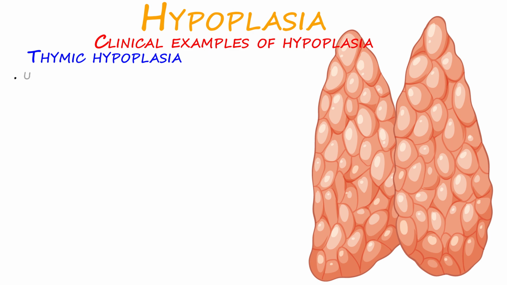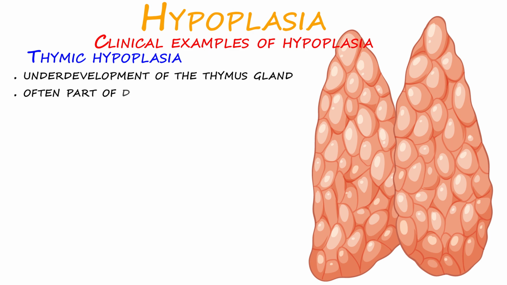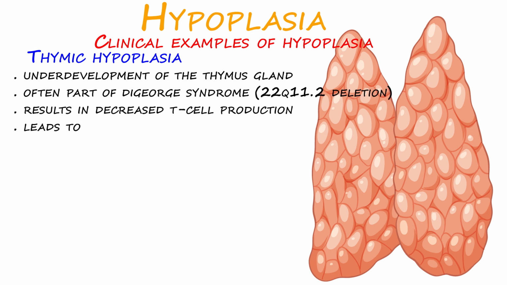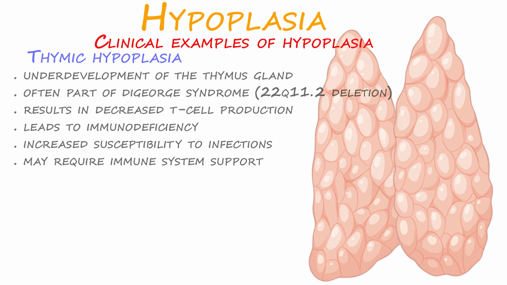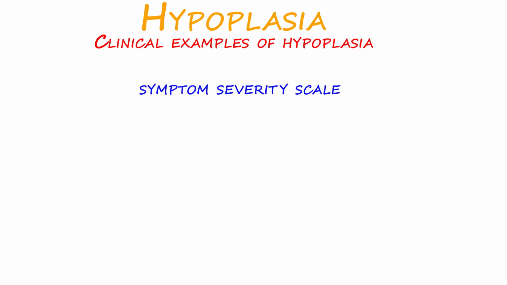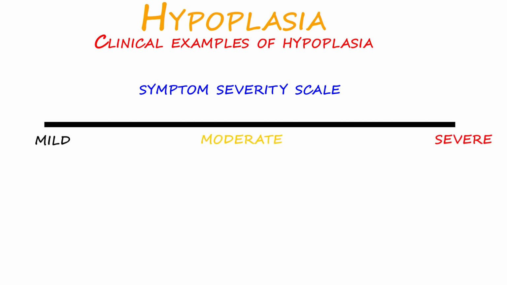Thymic hypoplasia involves underdevelopment of the thymus gland, a critical component of the immune system. It is often part of DiGeorge syndrome, associated with a deletion on chromosome 22q11.2. This results in decreased T-cell production, leading to immunodeficiency and increased susceptibility to infections. Patients may require immune system support or even thymus transplantation in severe cases. Across all examples of hypoplasia, the severity of symptoms depends directly on the degree of underdevelopment. More significant hypoplasia typically leads to more severe clinical manifestations.